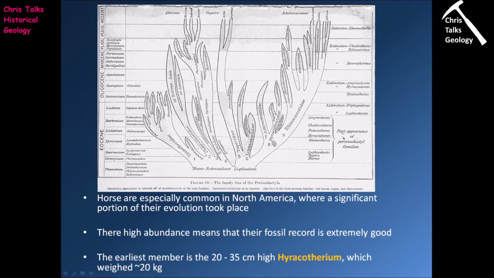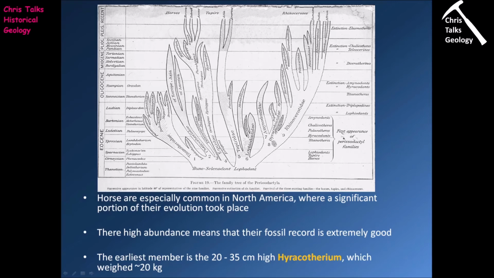So horses are especially common in North America, where a significant portion of their evolution took place. Their high abundance means that the fossil record is extremely good, and so we have a pretty decent idea of the processes behind horse evolution. The earliest member of the horse family tree is a 20 to 35 centimeter high organism called Chalicotherium. It weighed about 20 kilograms, it would have primarily lived in forested environments, and it would have been a browser.